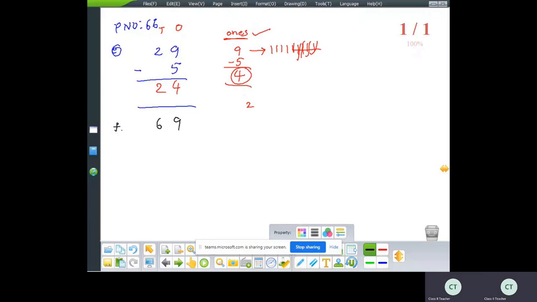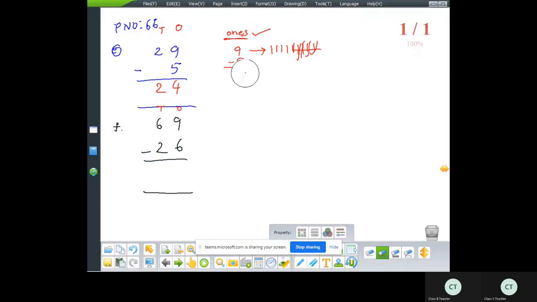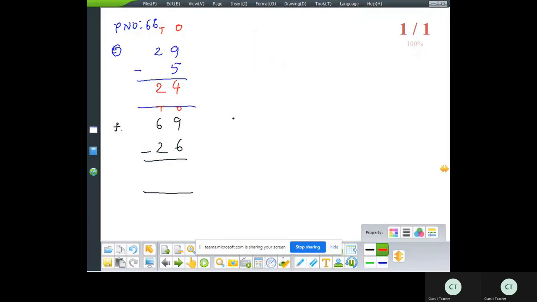69 minus 26. Write the place values 1 and 10. Here 26 is subtracting from 69. Now subtraction on 1. The digits 9 and 6 from the 1 place. 9 minus 6.